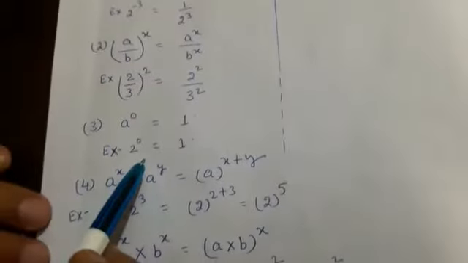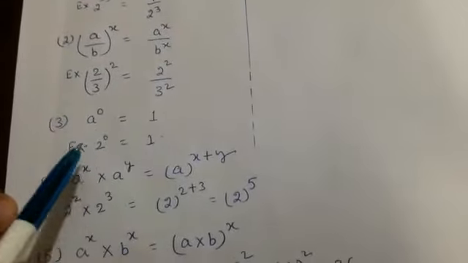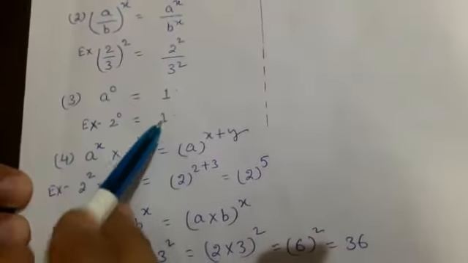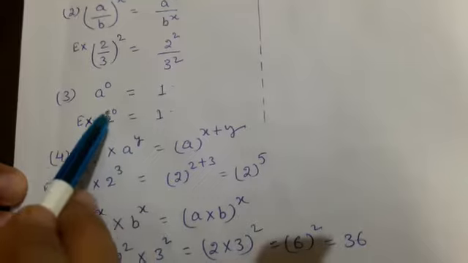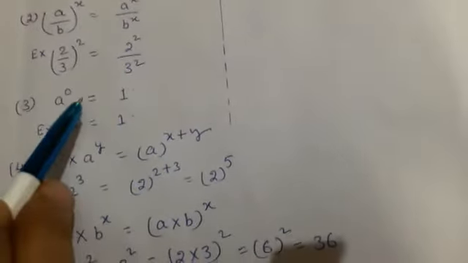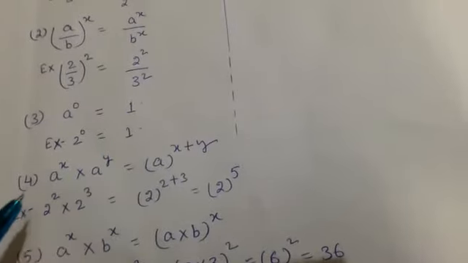Third law is a power 0 is equal to 1. If the power is 0 for any base, its value will become 1. For example, 2 power 0 is equal to 1. 10 power 0 is equal to 1. 100 power 0 is equal to 1.